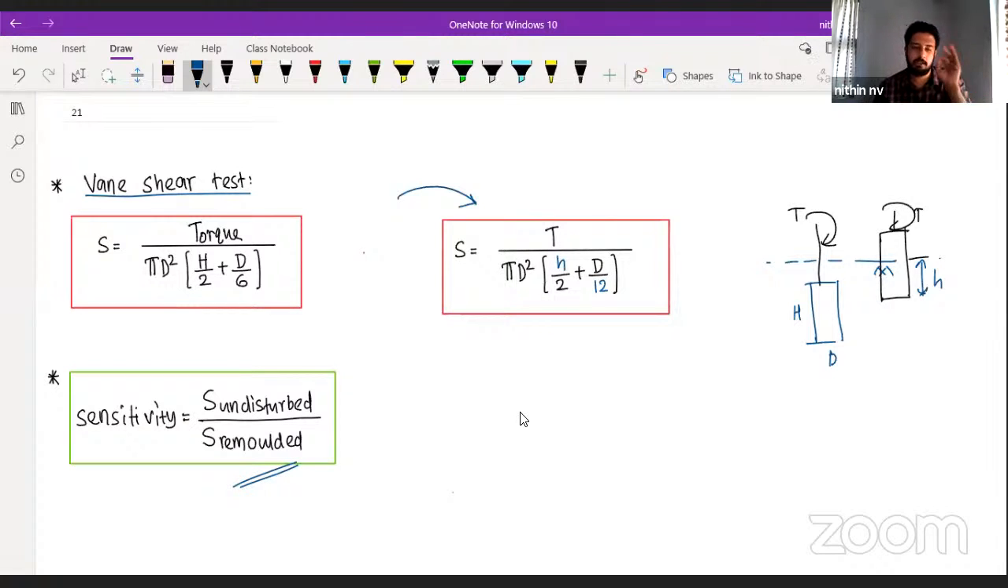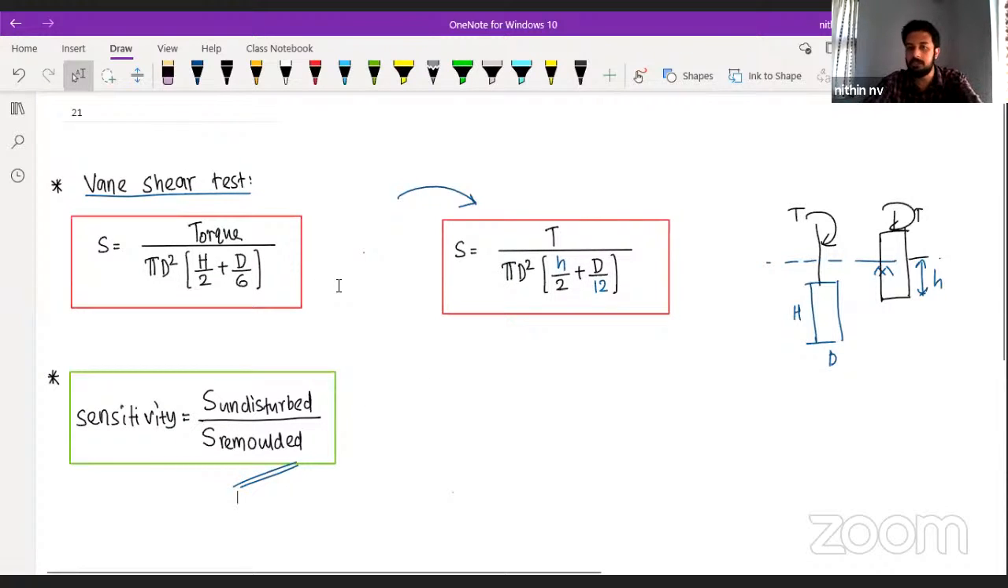The shear strength of an undisturbed sample divided by shear strength of a remolded sample. Remolded means disturbed. We have already seen these words before. Similarly, shear strength for an undisturbed sample divided by shear strength for a disturbed sample is known as sensitivity. So these things can be asked for simply 1 mark.